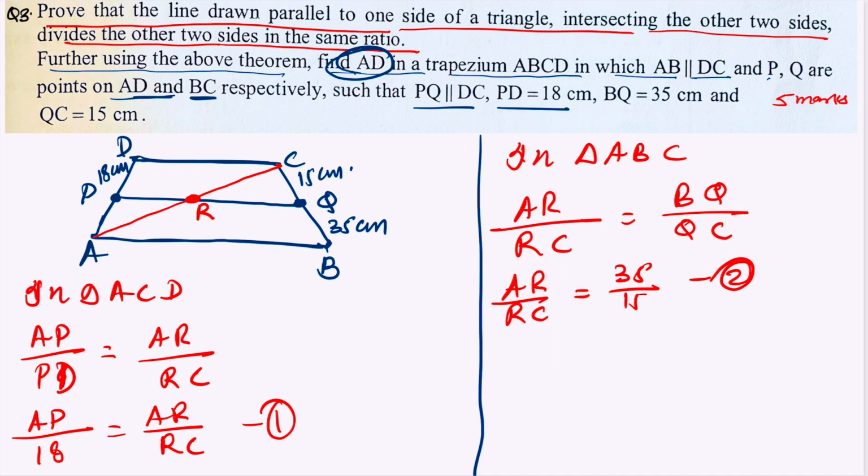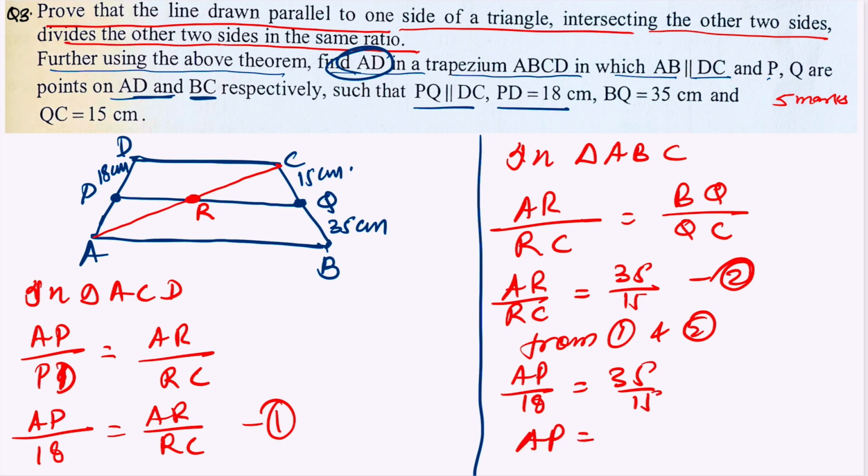So from 1 and 2, we can say that AP by 18 will be equal to 35 by 15. So AP will be equal to 35 into 18 by 15. Simplify this. 5 7s are 35, 3 6s are 18. So it will be 42. AP is 42 centimeter.